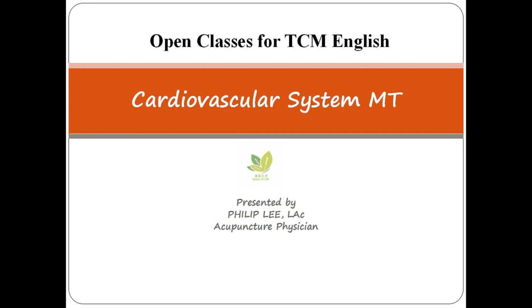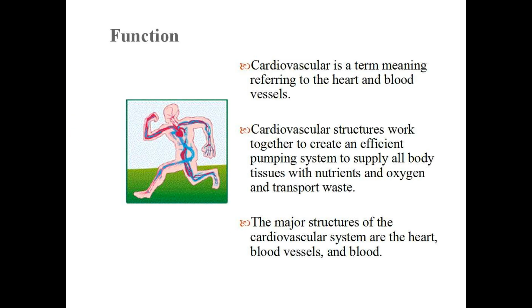Cardiovascular structures work together to create an efficient pumping system to supply all the body tissues with nutrients and oxygen and transport waste. The major structures of the cardiovascular system are the heart, the blood vessels, and the blood. On the next slide, let's talk about the structures of the cardiovascular system.